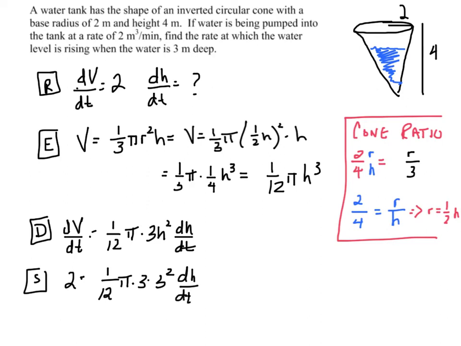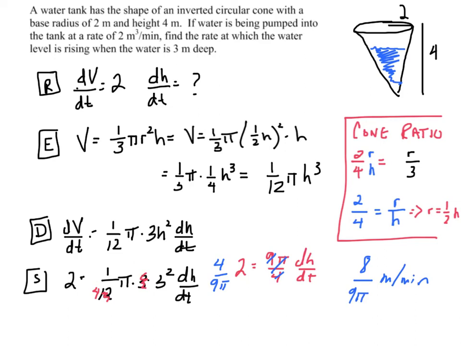Okay. So as we, let me think about solving this, I suppose I could right away just maybe do a little bit of something like that. So I have 3 squared over 4, so 9/4. So I have 2 equals 9 pi over 4 dh dt. Okay, I could solve that by multiplying both sides by 4 over 9 pi. So my final answer is 8 over 9 pi meters per minute.